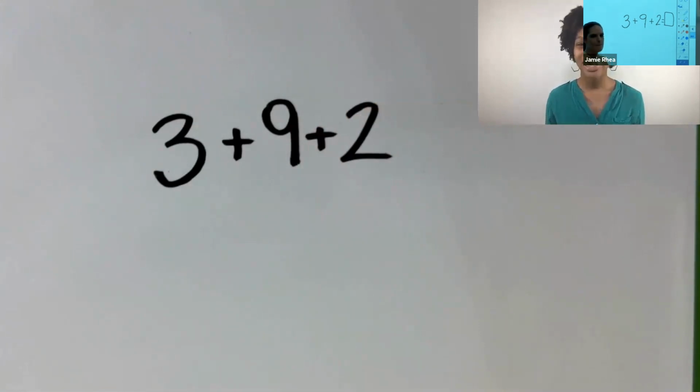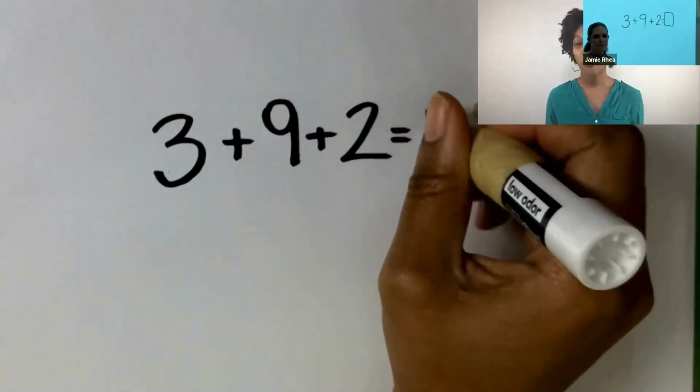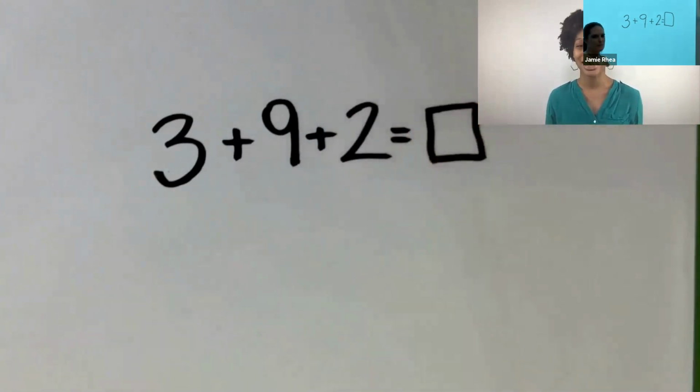Is our number sentence finished yet? No, it's not. We still need to write equals something. For something, we'll make a box. Great. Now let's solve to figure out how many children took this poll.